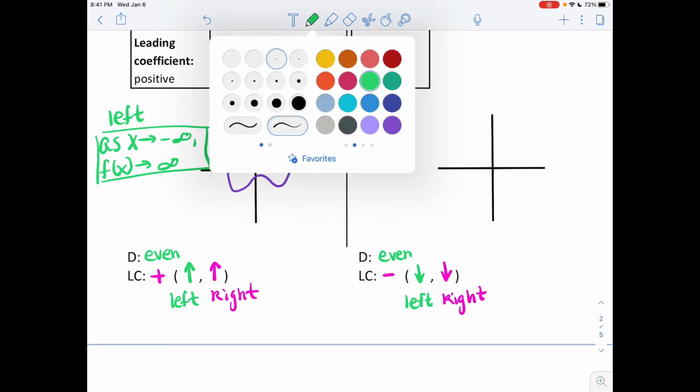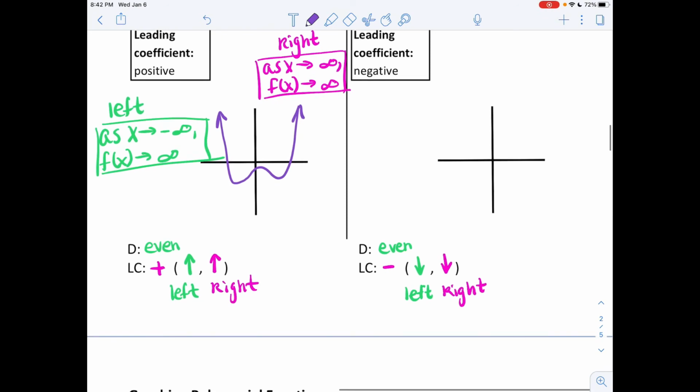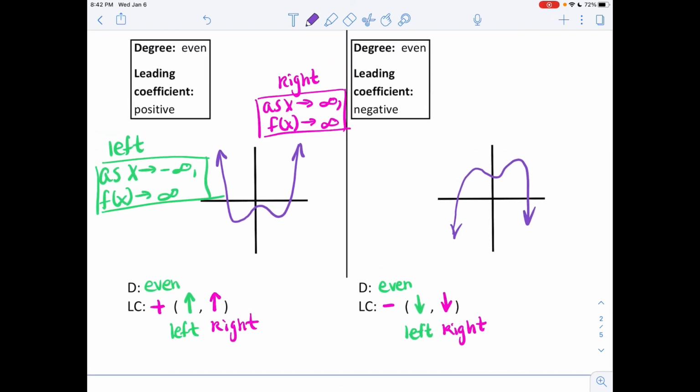And so I'm going to again draw a fourth degree function, but this one's going to be going in the opposite direction. So instead of a sloppy W, it's going to look more like a sloppy M, I guess. Something like that. That's a little wobbly, but you kind of get the idea.